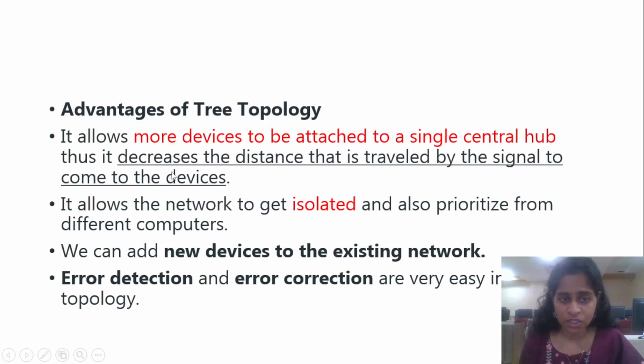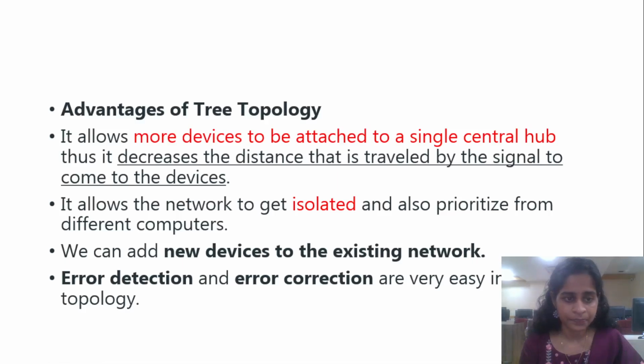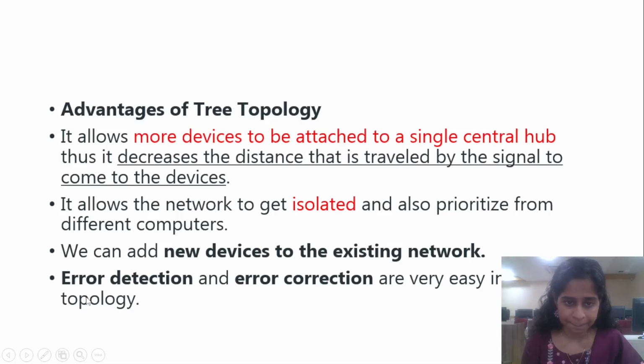And thereby it decreases the distance traveled by the signal to reach the device. If this station wants to send data to that station, it can send the signal or message using the central hub only, so the distance traveled will be less. It allows the network to get isolated and also prioritize different computers. Here you can see it is isolated to a particular central hub, so it is very easy to find out which device is sending data to which device, and to send the data in less time.